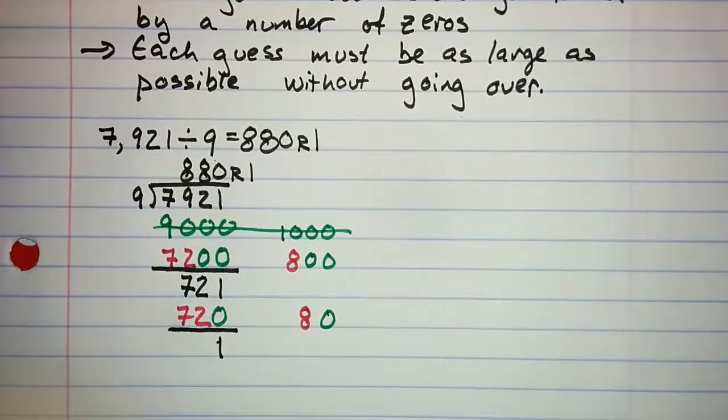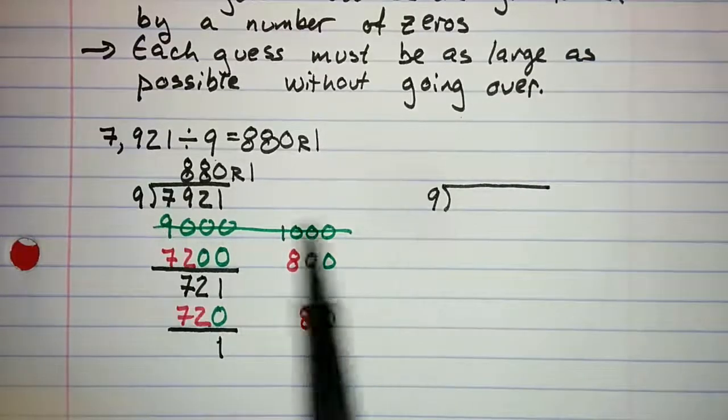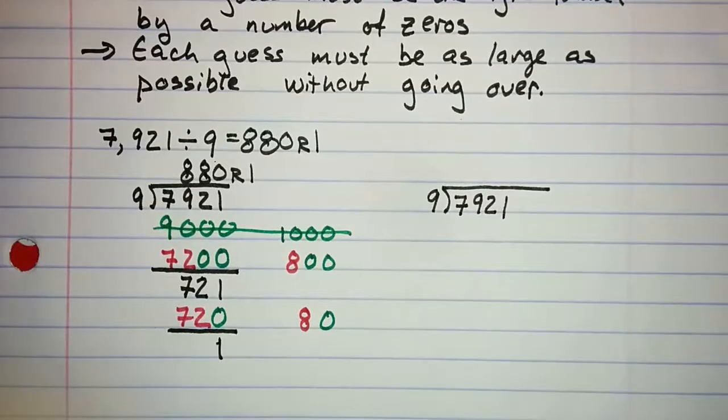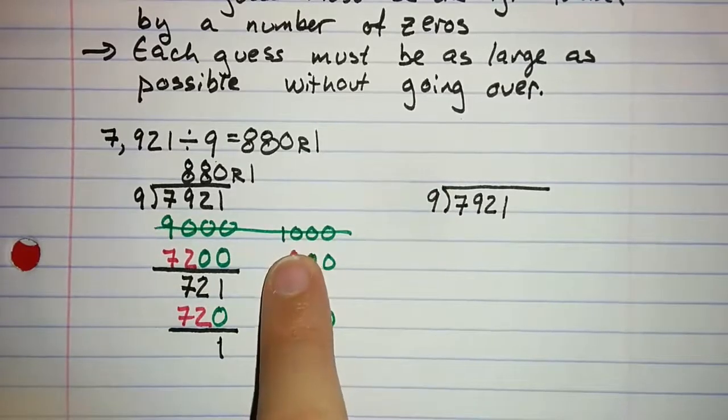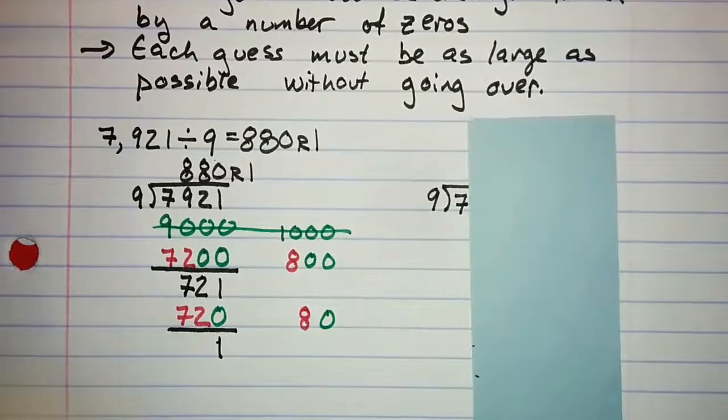Now looking at this process that we've just done, we notice that there's an awful lot of repetitive writing of zeros and a lot of copying down of numbers that we aren't really interested in. How else could we work a problem like this? All right, so let's work this again. 9 into 7921. Now the first thing we did was decide that 1,000 was too much. And all we needed to see for that was the 7. 9 doesn't go into the 7.